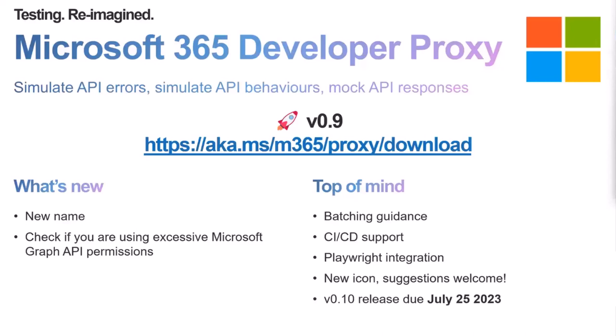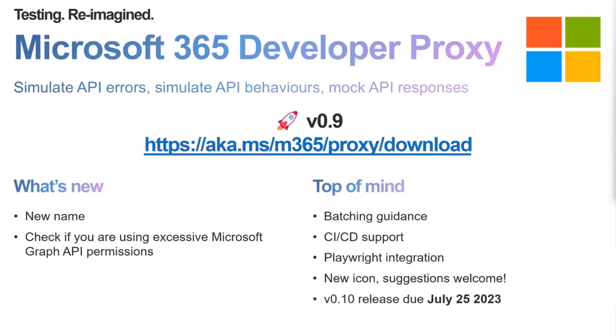aka.ms/m365/proxy/download, where we have added a new feature that allows you to check if your application is using excessive Microsoft Graph API permissions. So we'll actually tell you, hang on, you've got some scopes here that are just way too much for what you need. Consider removing them and increase your security posture.